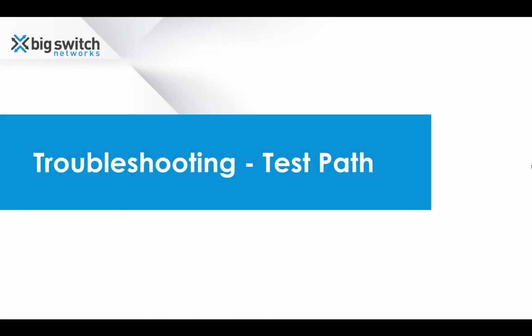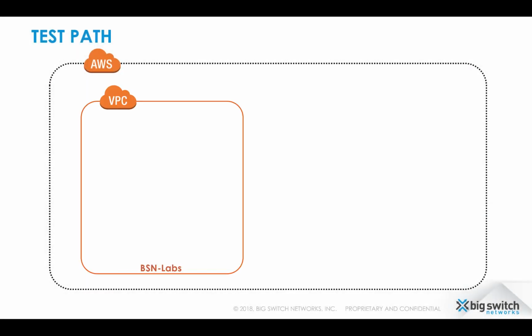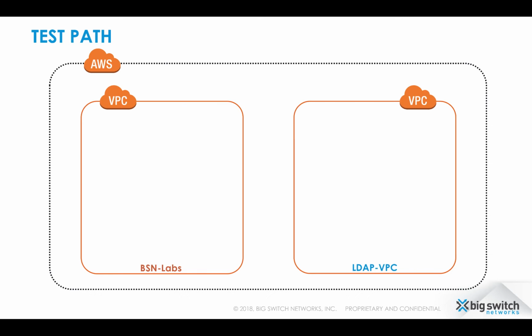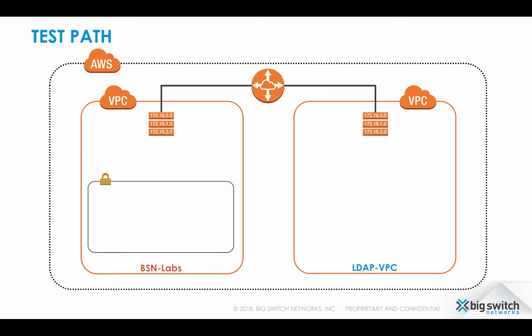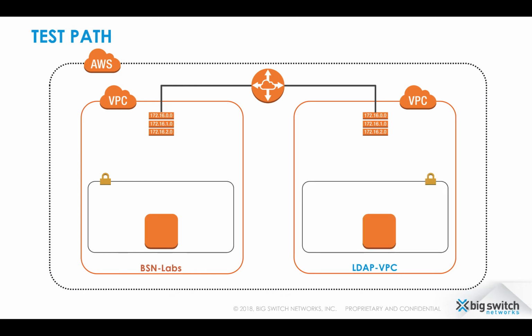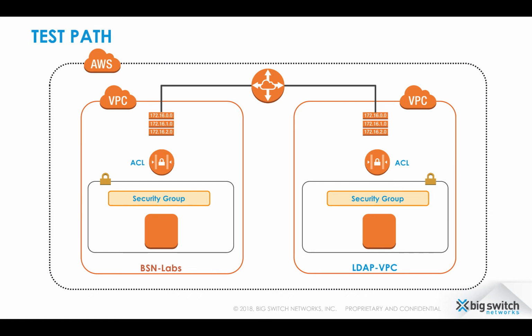BCF's test path feature allows users to easily troubleshoot the connection between two AWS instances. In an AWS region, say we have two VPCs linked via a VPC peering connection. Each VPC has an instance in a subnet. Each instance is associated with a security group, and each subnet is associated with an ACL.